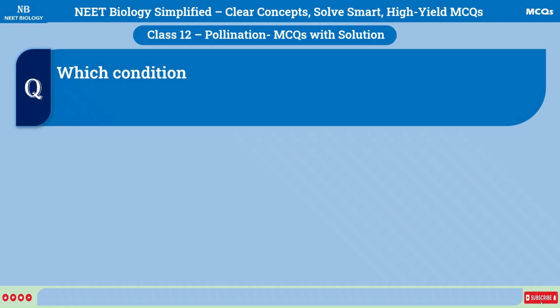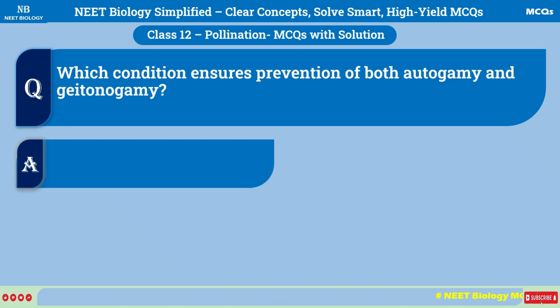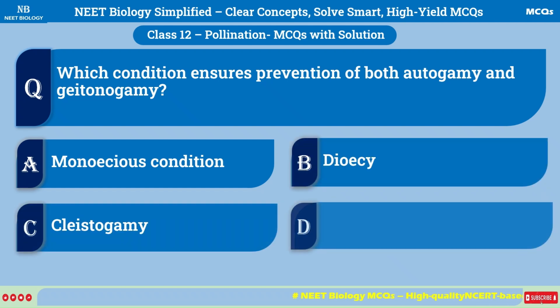Which condition ensures prevention of both autogamy and geitonogamy? A. Monoecious condition. B. Dioecy. C. Cleistogamy. D. Herkogamy.